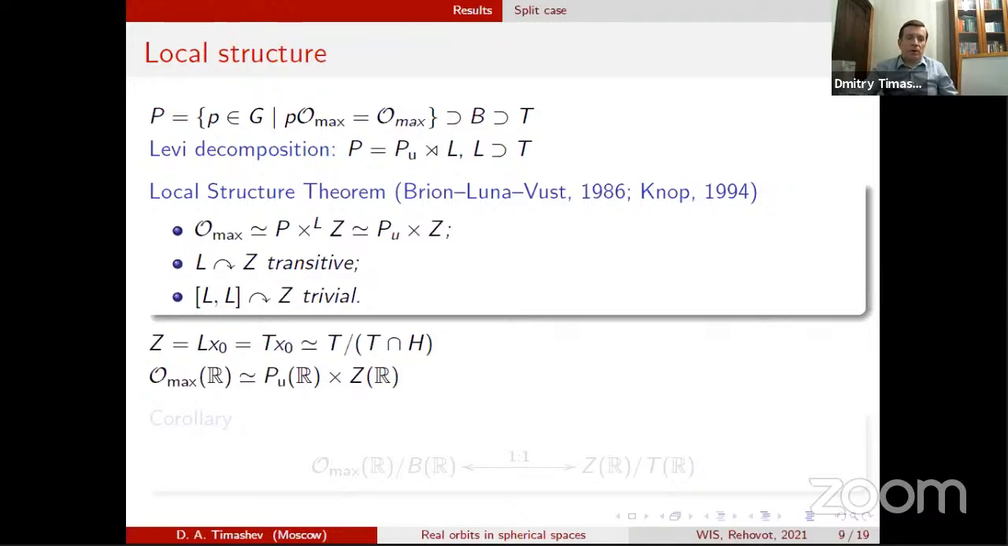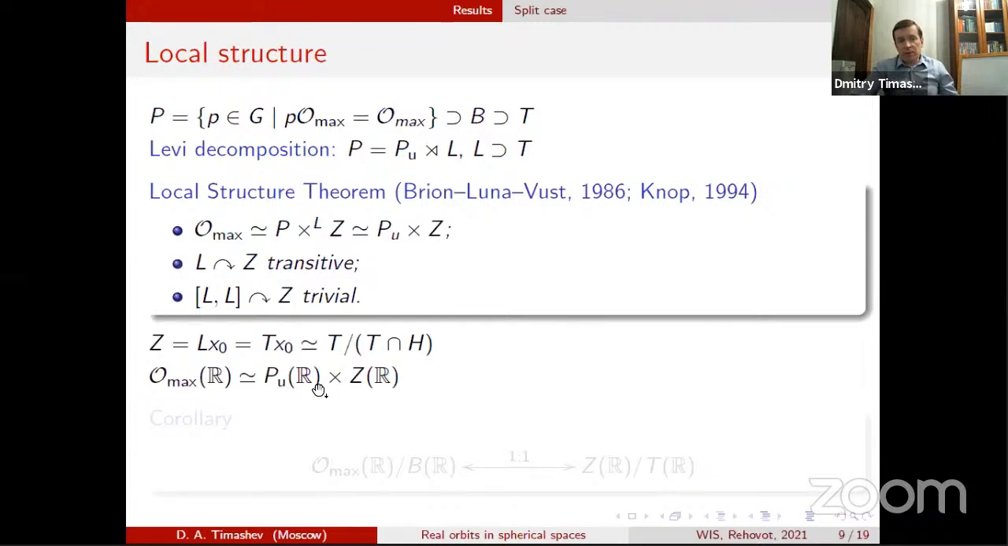And if you take a look at real points of O max, then you again get the same kind of decomposition. It decomposes as a direct product of the real locus of the slice and the real locus of the unipotent radical of P. What does it mean? This means that when you act by PU of R on the slice, then the orbits are transversal to the slice. And these orbits cover the whole real locus of O max. So this is this decomposition.